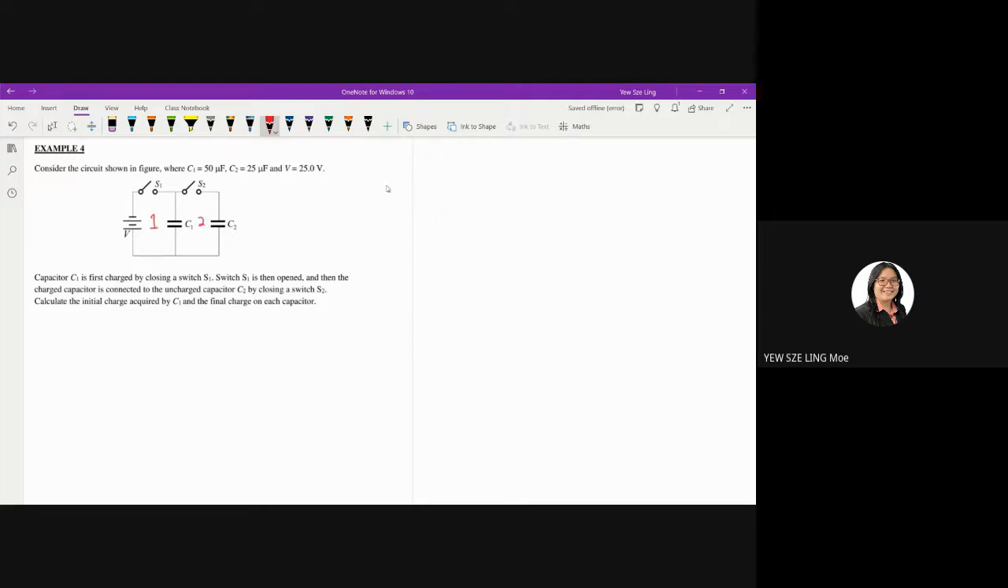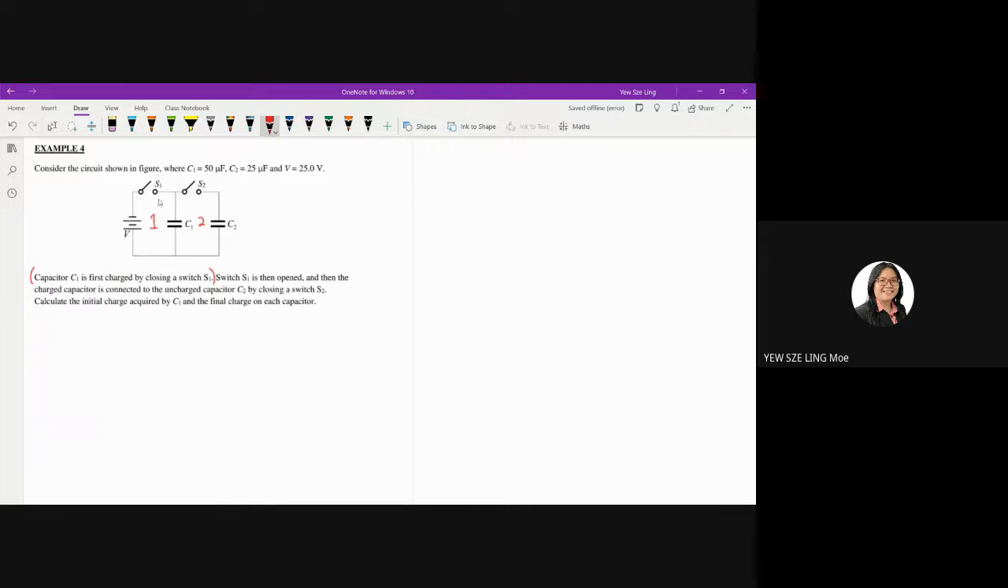So you don't look at this circuit all at once. You look at them one by one. Start from the first statement, from here to here: capacitor C1 is first charged by closing switch S1.